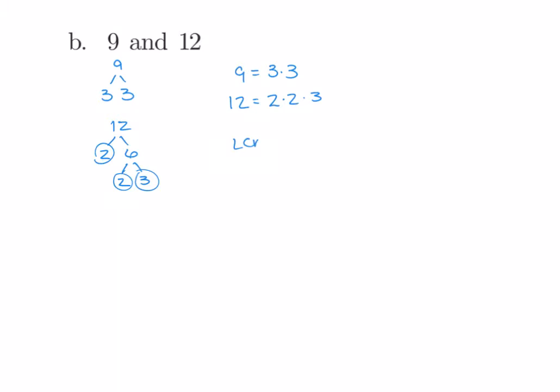And now for our LCM, what do we have in common? We have a 3. What do we have left over? We have a 3 and we have 2 2s. And so now if we go ahead and multiply, 3 times 3 is 9, 2 times 2 is 4, and 9 times 4 is 36.